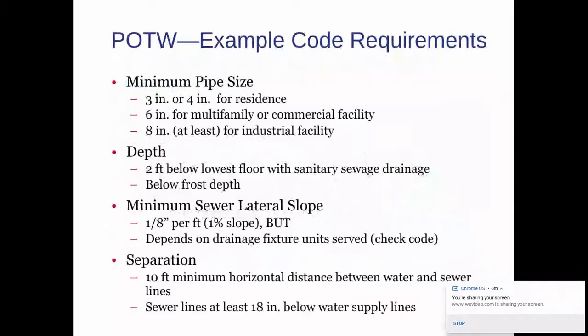Once they leave the house, they must be pretty much at least 2 feet below the lowest floor. That way, we try as best we can to depend on gravity to do most of the work for us when getting rid of waste. So when everything's being flushed down or washed down the drain, it all gets carried down to the lowest level, and your drains should hopefully be 2 feet below the lowest floor with any kind of sanitary sewage drainage.